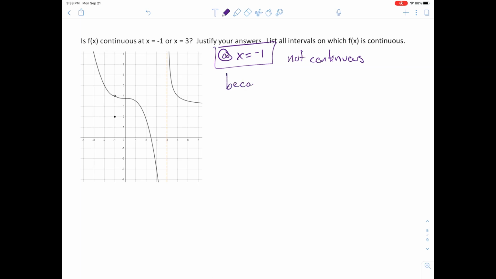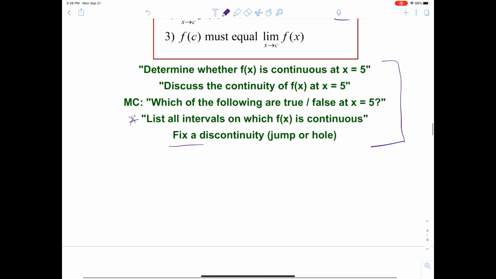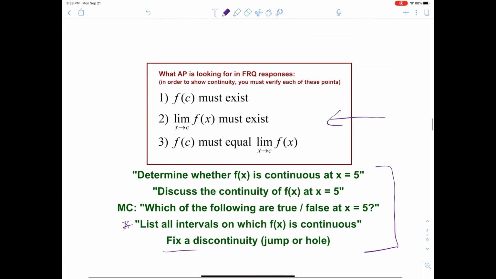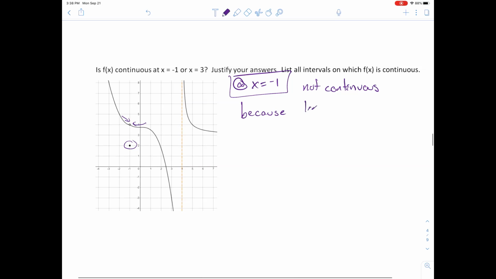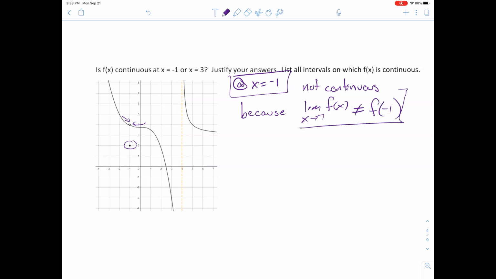Now this is where we have to find one of those three statements and say which one fails. Well, the function exists, the limit exists, but that limit is not equal to the function's value. So see that the limit is a different y value than what the function's value actually is. So we can say the limit as x approaches -1 of f of x is not equal to f of -1. That's our justification right there.